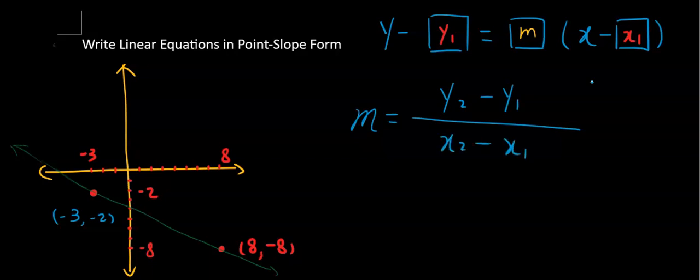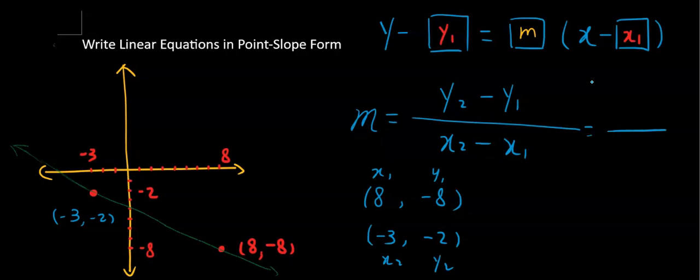And we have 2 points. Which you use as your ones and which you use as your twos does not matter, but you must be consistent. I'm going to use these two as my ones, these two as my twos. I'm going to plug it in, okay? y sub 2 minus y sub 1, so negative 2 minus 8. And go back here, x sub 2 minus x sub 1, negative 3 minus 8.